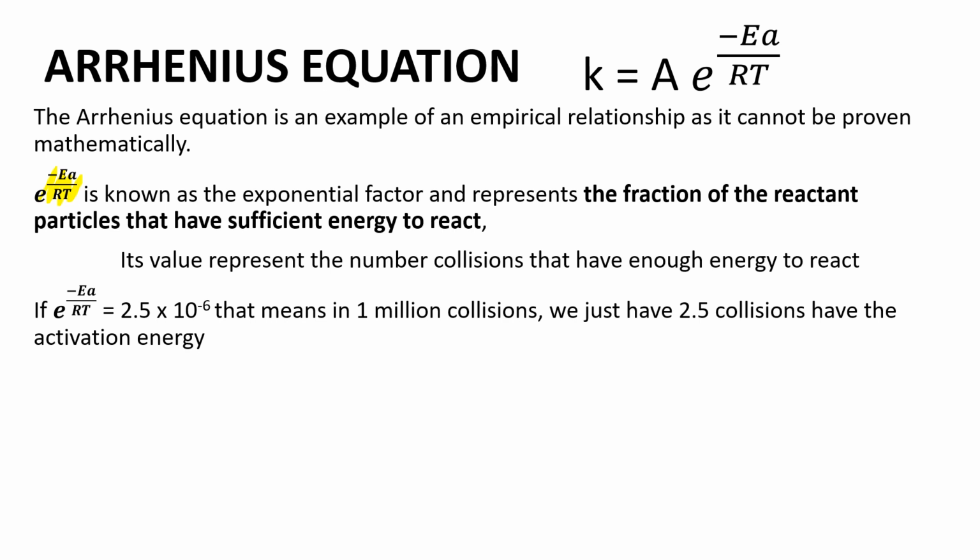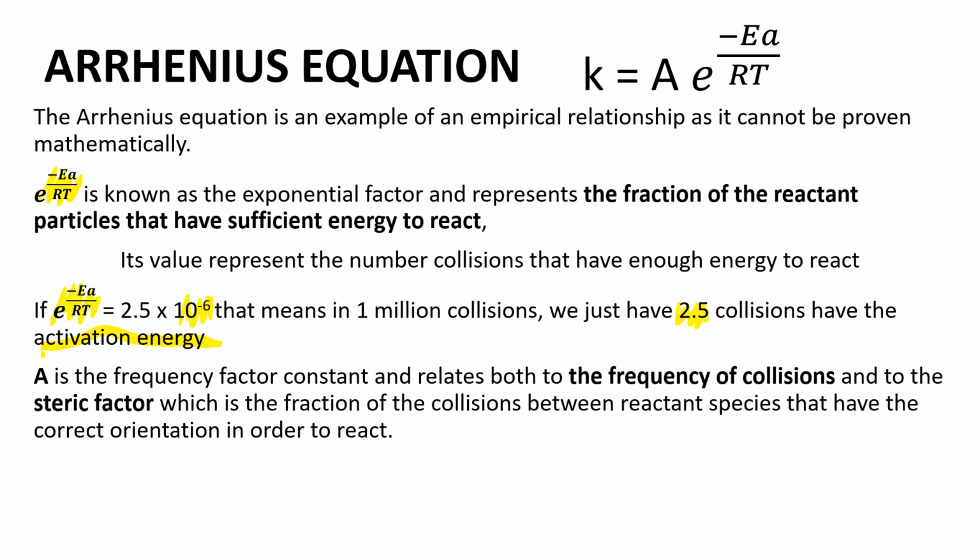We can use a simple example. If e to the power negative Ea over RT is equal to 2.5 multiplied by 10 to the power negative 6, it means that in a million collisions, only 2.5 collisions have the activation energy.